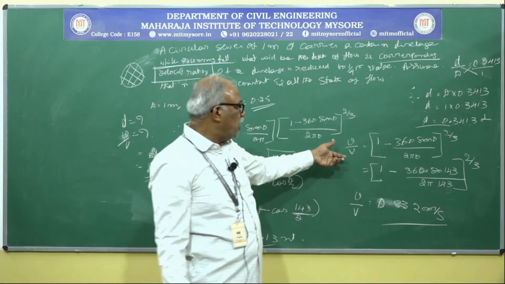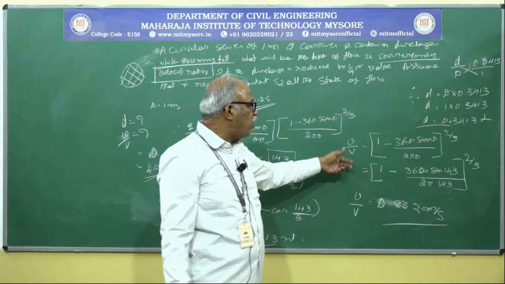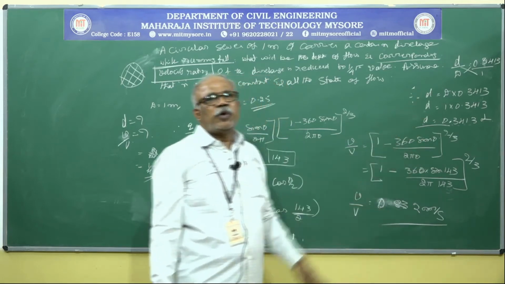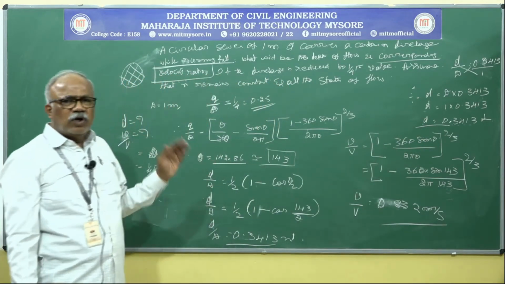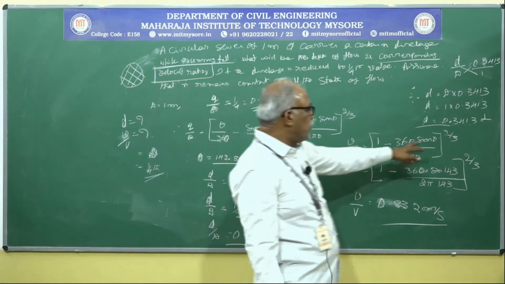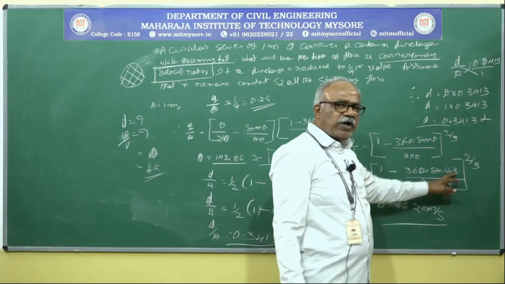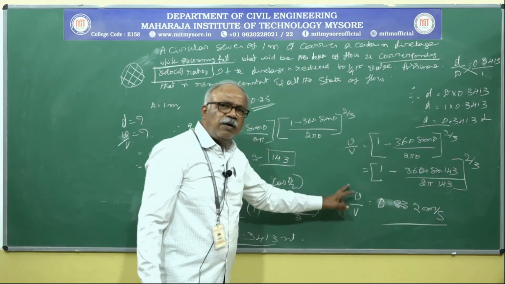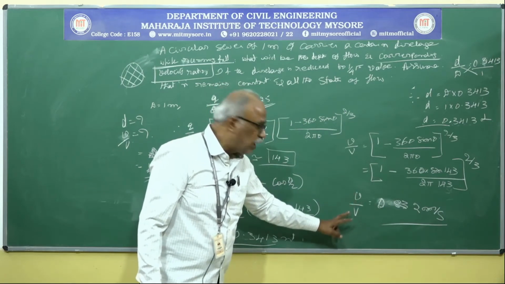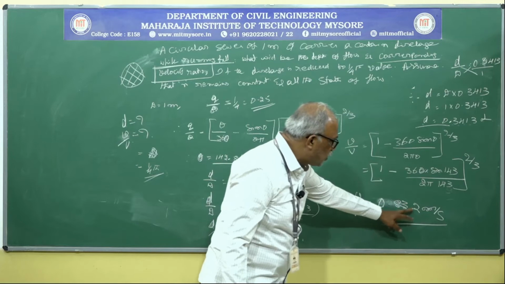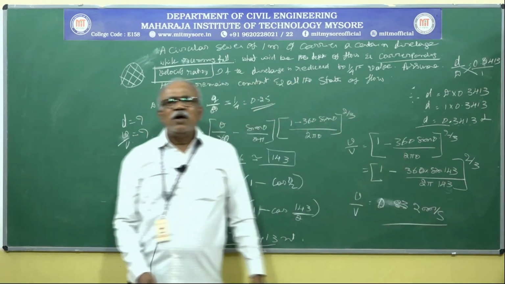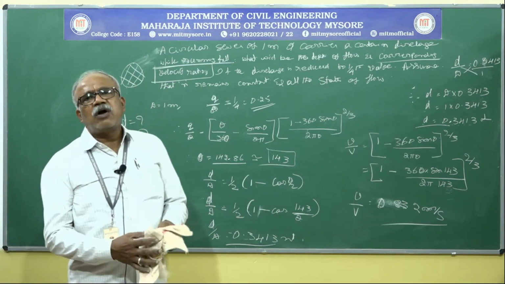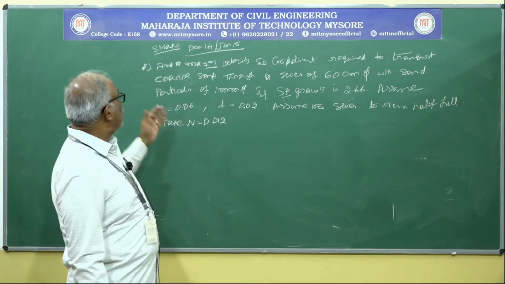I mentioned very clearly, small v divided by capital V is equal to 1 minus (360 sin theta divided by 2 pi theta) whole to the power of 2 by 3. We know the values of all those things. Even the theta value I know, that is 143, which we already calculated. You substitute this theta value, and finally I get the proportionate ratio of small v by capital V equal to 0.832 meter per second. Very simple problems you may expect in this bit. Are you clear or not? Okay, next I am going to take this problem.